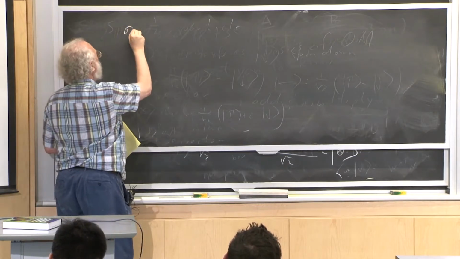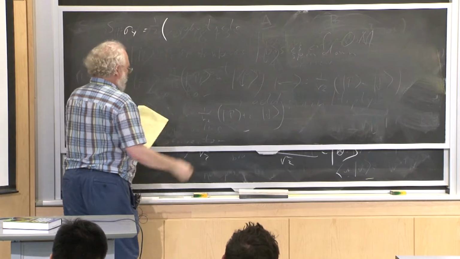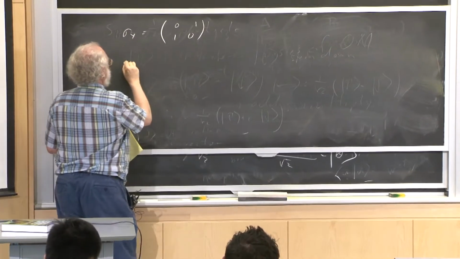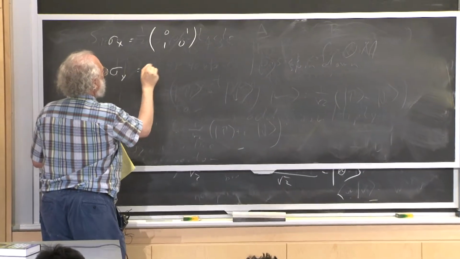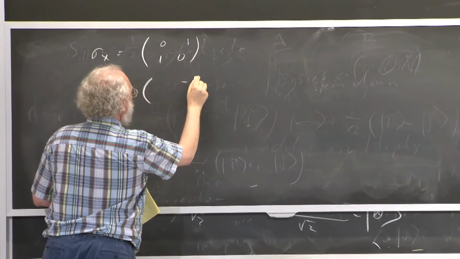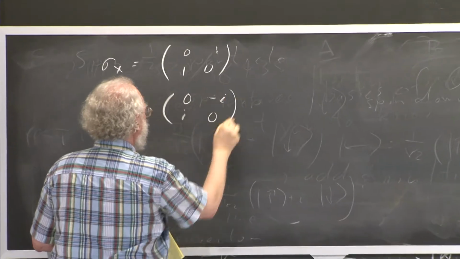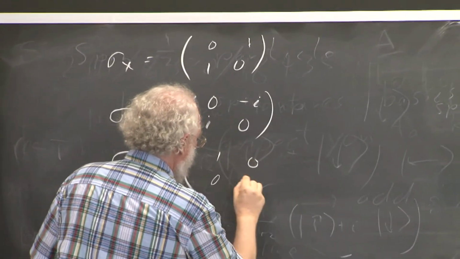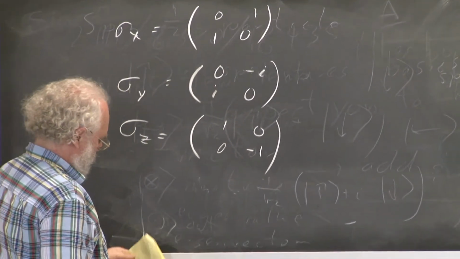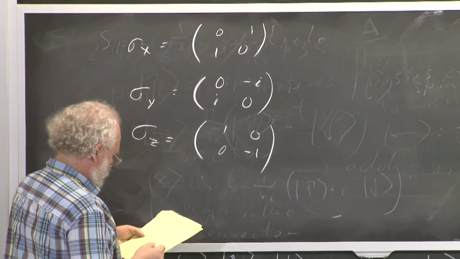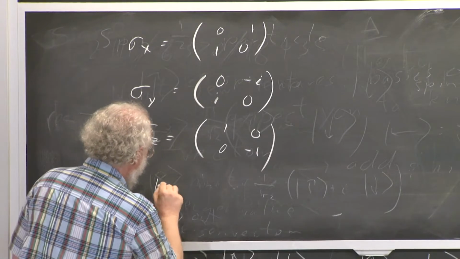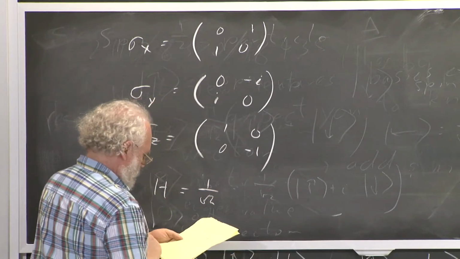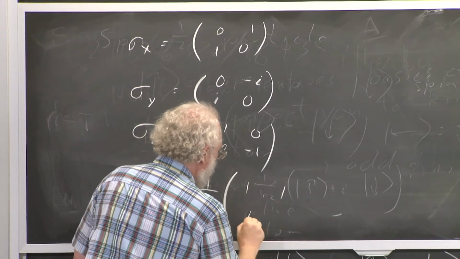Or not all of them, but sigma x is 0, 1, 1, 0. Sigma y is equal to 0, minus i, i, 0. Sigma z is equal to 1, 0, 0, minus 1. H is equal to 1 over root 2 times 1, 1, 1, minus 1.